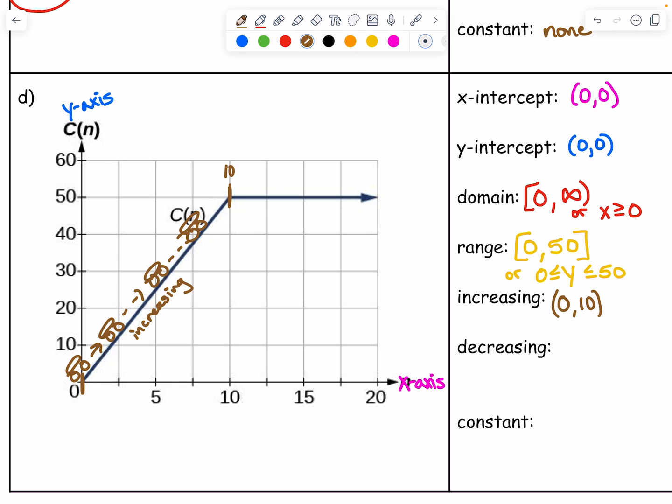And then after that, it looks like it just stayed flat. So my car is not going to increase or decrease after that point. It's just going to be moving forward, still left to right though. So the constant interval we'd say is going from 10 to infinity, because it's got an arrow over there. Like that arrow on my graph means it's going to keep going. And then for decreasing on this graph, there were no intervals of decrease.